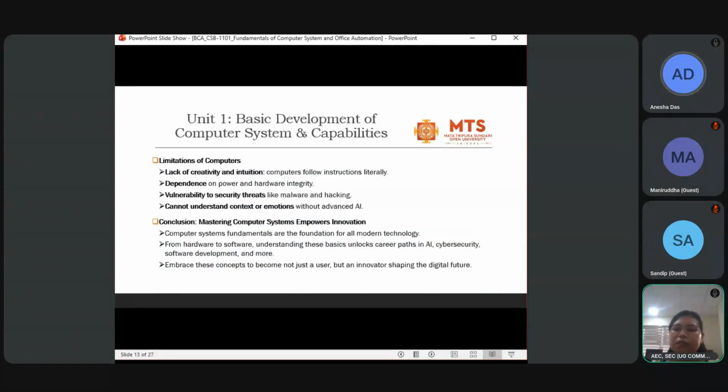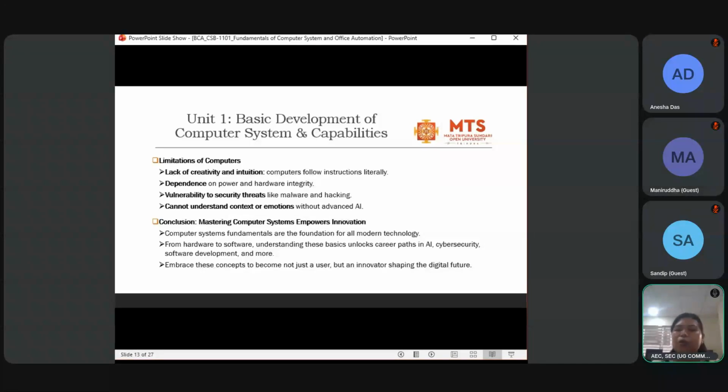Now, what are the limitations? Meaning disadvantages. Lack of creativity and intuition, unlike humans. What do humans do? We have creativity. And dependence on power and hardware. The computer is dependent. If the power is not there, if the light is not there, the computer system cannot function. Now it will shut down.